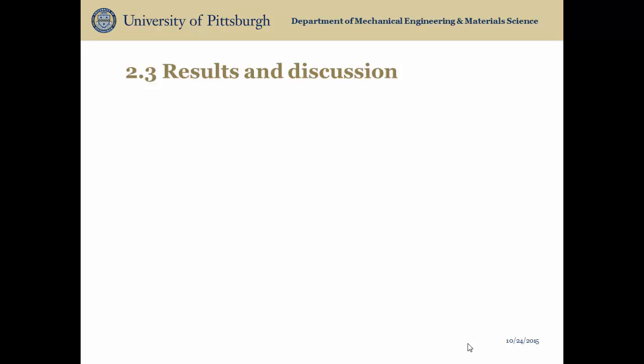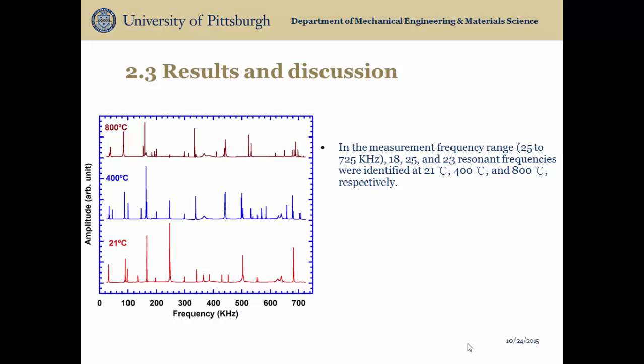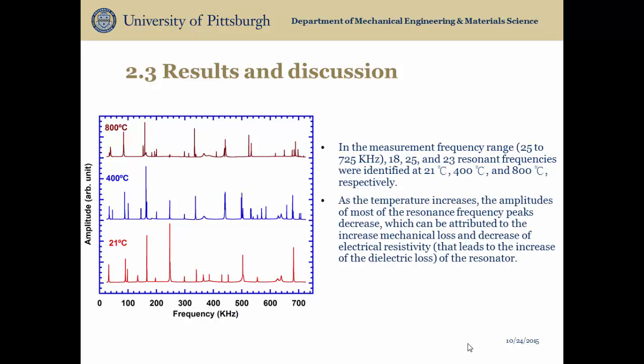Now let's look at some important results. This figure shows the ideal frequency spectrum for the sample at three different temperatures: room temperature, 400 degrees, and 800 degrees. The measurement frequency range is from 25 to 725 kilohertz, and at these three temperature points we get 18, 25, and 23 resonant frequency peaks. You can see that with the increase of temperature, most of the frequency peaks decrease, like this one. This is because both the mechanical loss and the dielectric loss increase with temperature.